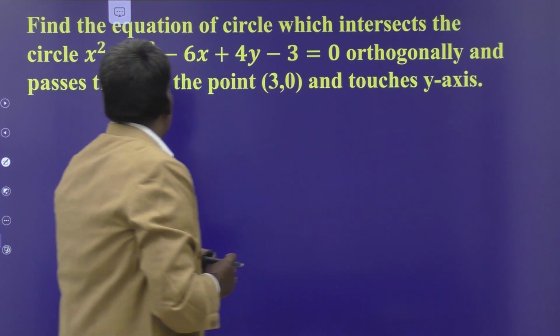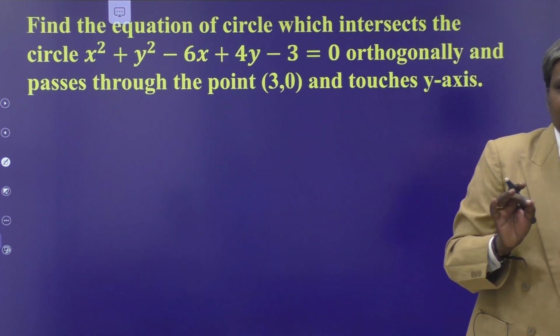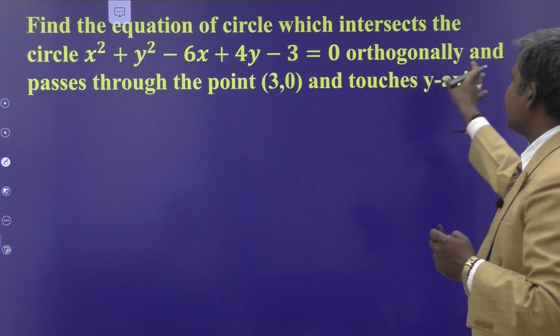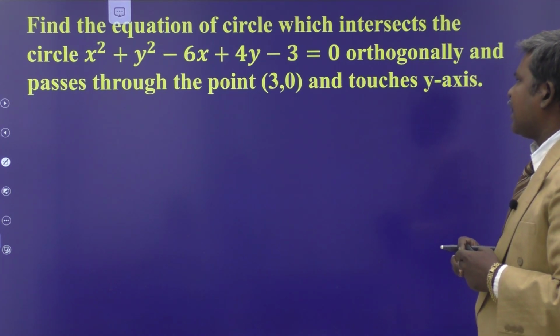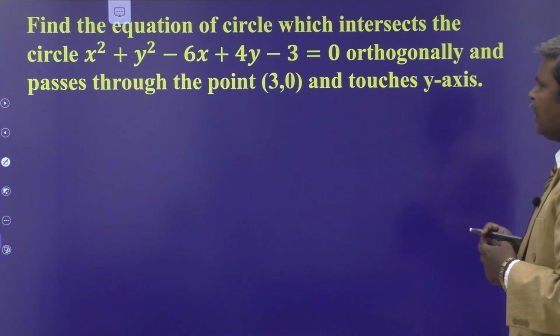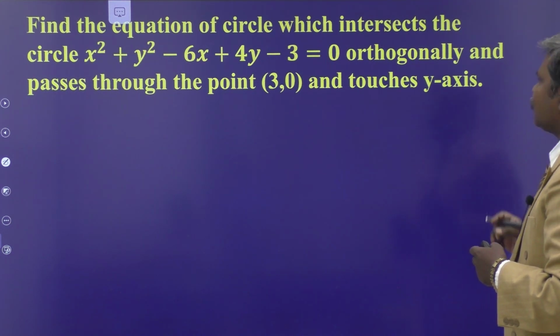See the next question. All these are the same. Just read the condition and apply that one. What is that? Find the equation of circle which intersects the circle x square plus y square minus 6x plus 4y minus 3 equal to 0 orthogonally and passing through the point 3, 0 and touches the y-axis.